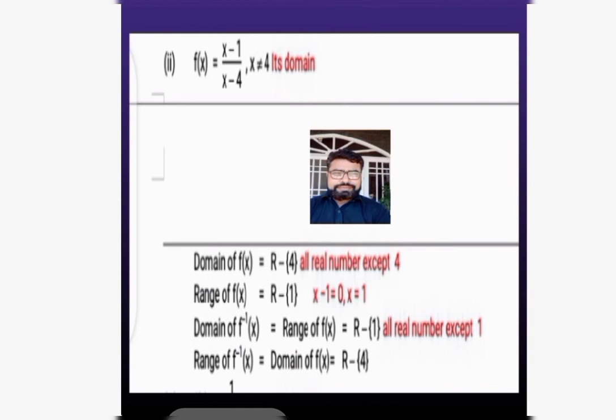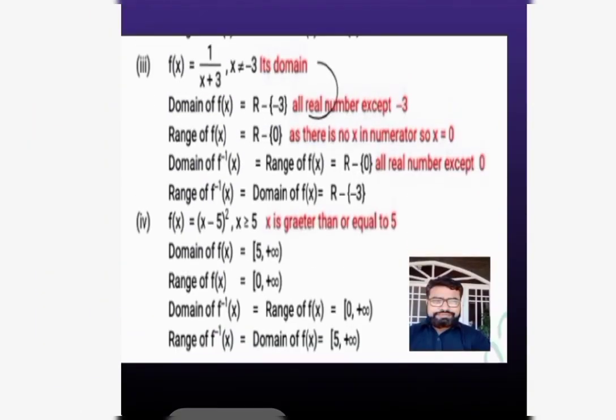So we have to follow the rule that the domain of f inverse of x is the range of f of x, and the range of f of x was all real numbers except 1, or R minus 1. The range of f inverse of x is the domain of f of x, and the domain of f of x was R minus 4. This is the domain and range of f inverse of x for the second part.